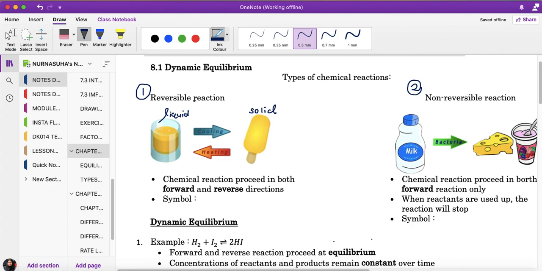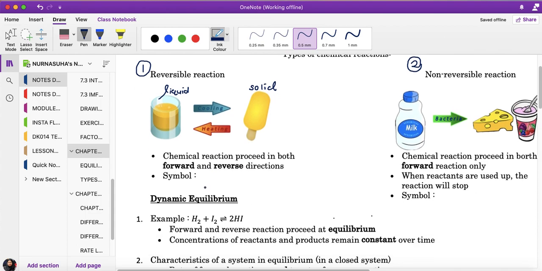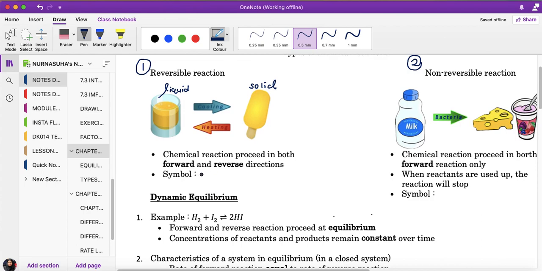Okay, so basically reversible reaction is a chemical reaction that proceeds in both forward and reverse reaction. So for reversible reaction, the symbol is anak panah like this, half-headed arrow, patah balik. That is reversible reaction, means that orange juice can turn into ice cream, and in different temperature, this ice cream will melt into liquid. So the process is reversible.